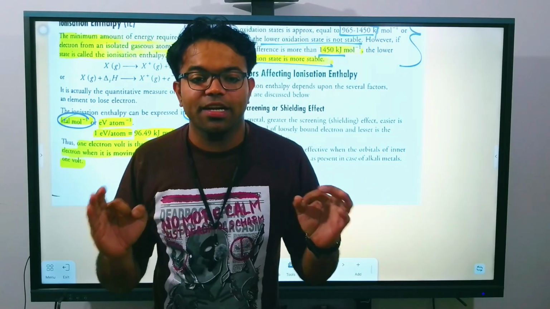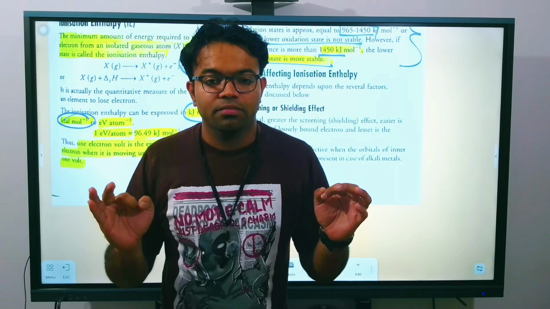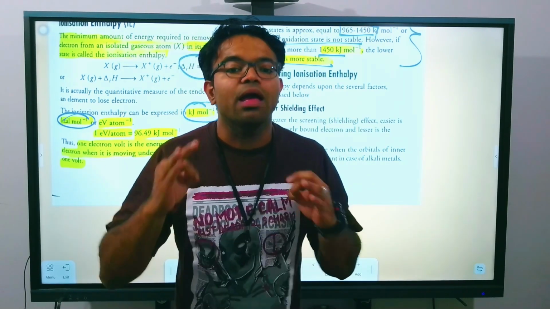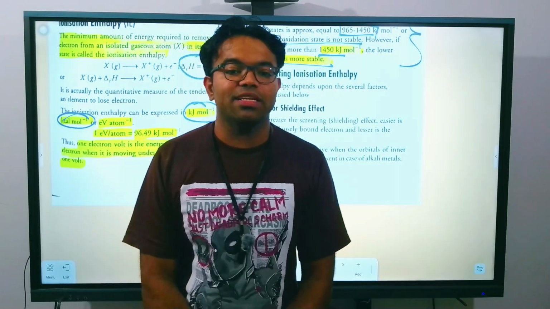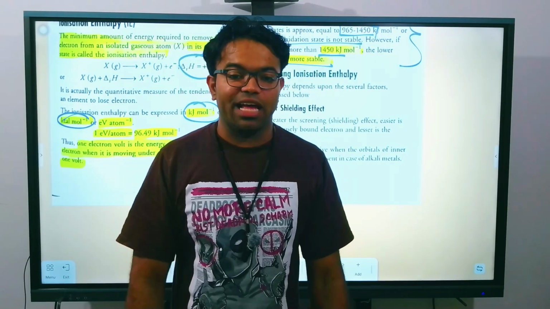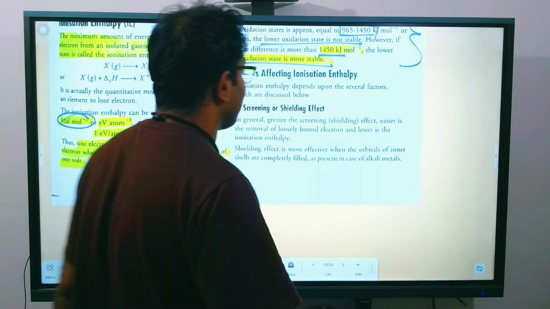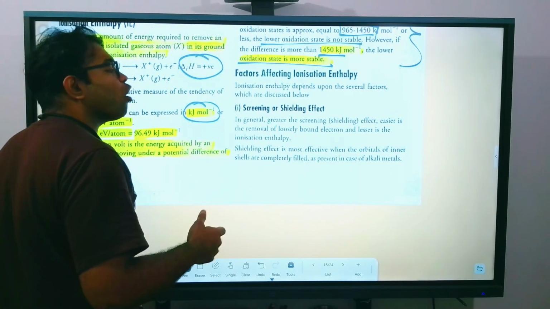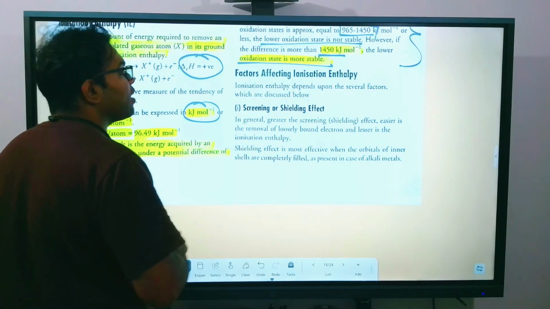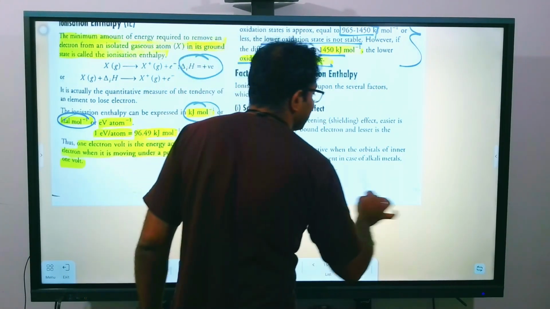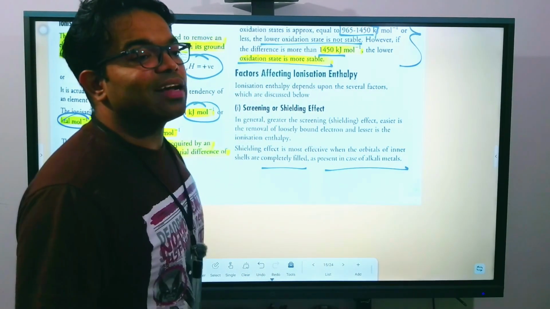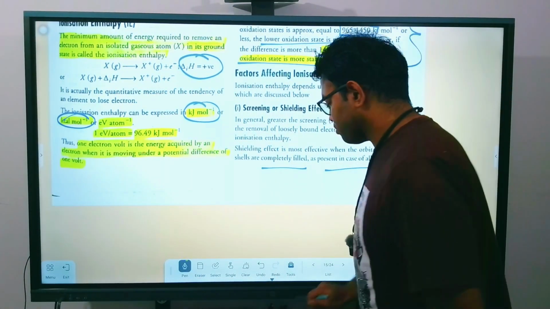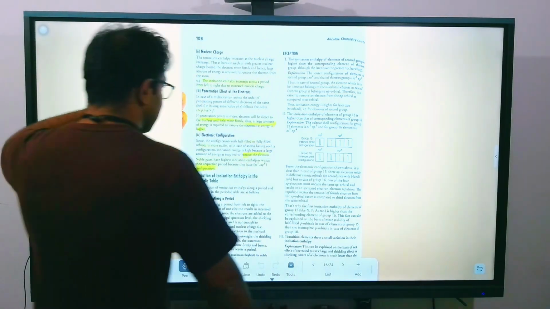Is this 100% understood? If you have any doubts, ask, because they will ask you MCQ questions like arrange the following elements in increasing order of their ionization enthalpies. So you need to know this concept by heart. Now, shielding effect is most effective when the orbits nearer the shell are completely filled, as present in the alkali metals. Alkali metals are the first group elements: lithium, sodium, potassium, rubidium, cesium, and francium.